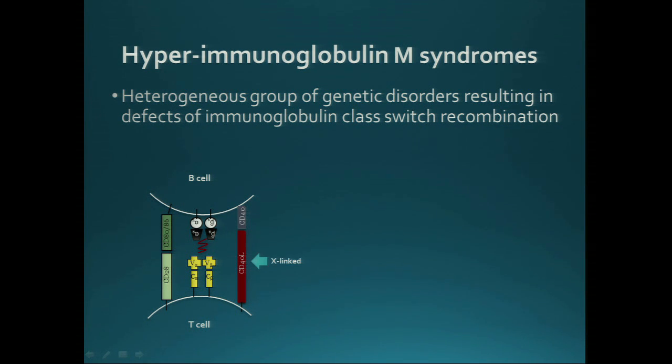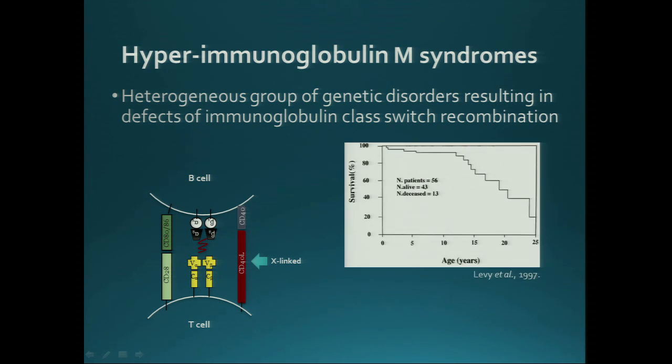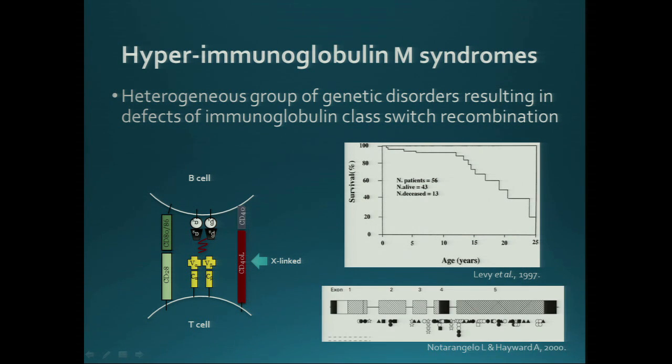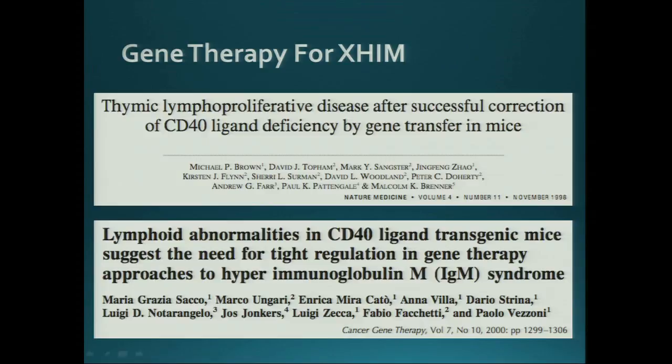Defects in CD40 ligand are what account for the X-linked form of disease, and these patients present with a combined immunodeficiency. Despite therapy with IVIG and prophylactic antibiotics, the long-term outcome for these patients remains relatively poor, with 20% survival at 25 years of age. Given these poor outcomes and knowing that all known disease-causing mutations are located on a single gene, this makes CD40 ligand defects an ideal candidate for gene therapy.